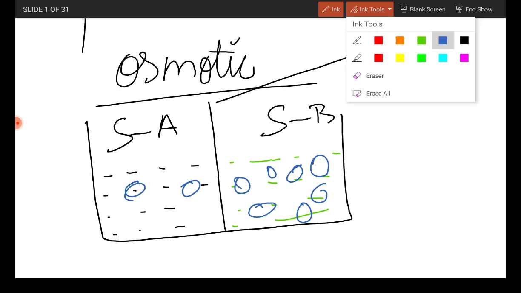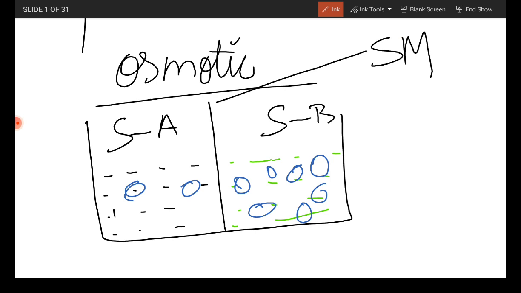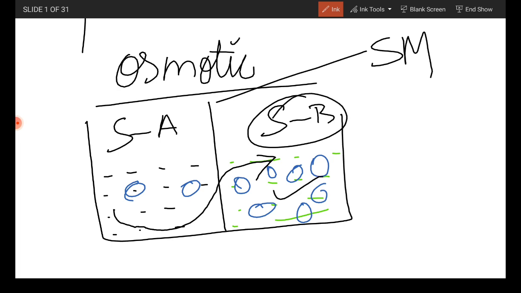The osmotic process is nothing but this: solvent molecules from solution A will move towards solution B, because solution B has a high concentration of solute molecules, greater than the solute molecules in solution A.